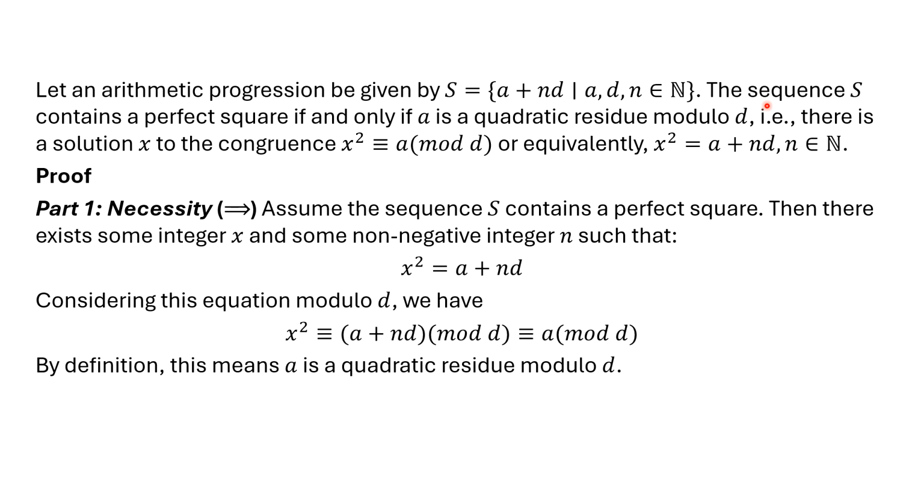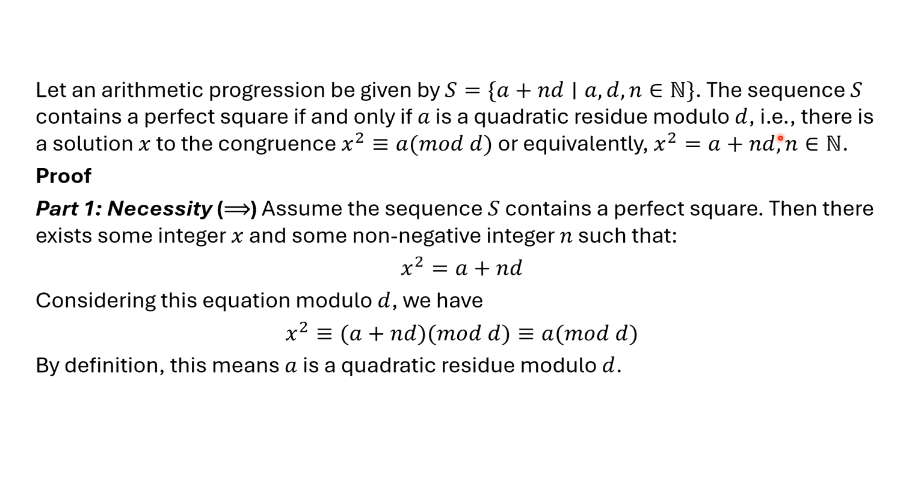All right, so this is kind of terminology that's a little bit advanced. We haven't seen that yet, but what that means is there exists a solution X to the congruence X squared congruent to A mod D. And to make that even clearer, we have some X that satisfies this here.